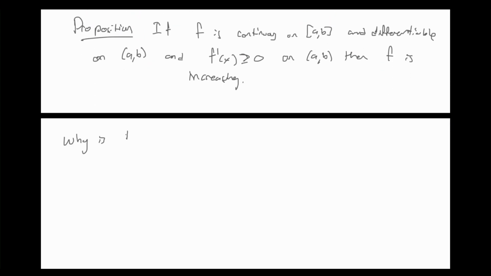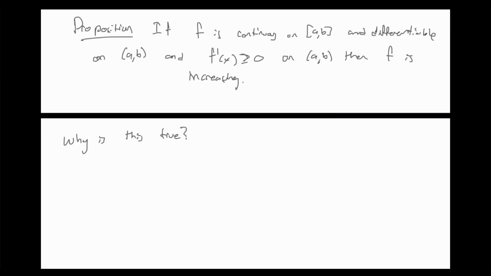So in other words, instead of checking this annoying definition, we can just check for the sign of the derivative. If it's non-negative, then that means it's increasing. But why is this true? This is not easy to prove.